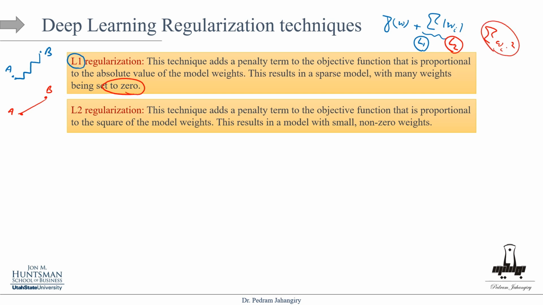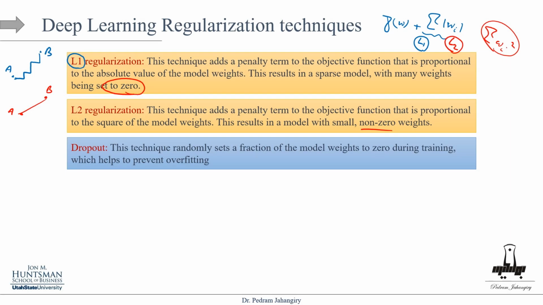This results in a model with small non-zero weights. The idea is that it's going to work on those features that are not necessarily contributing much to the network, or those linear combinations of features or engineered features that are not contributing much, and it's going to send their weights toward 0. It doesn't set them exactly equal to 0. So that's the biggest difference between L1 and L2.